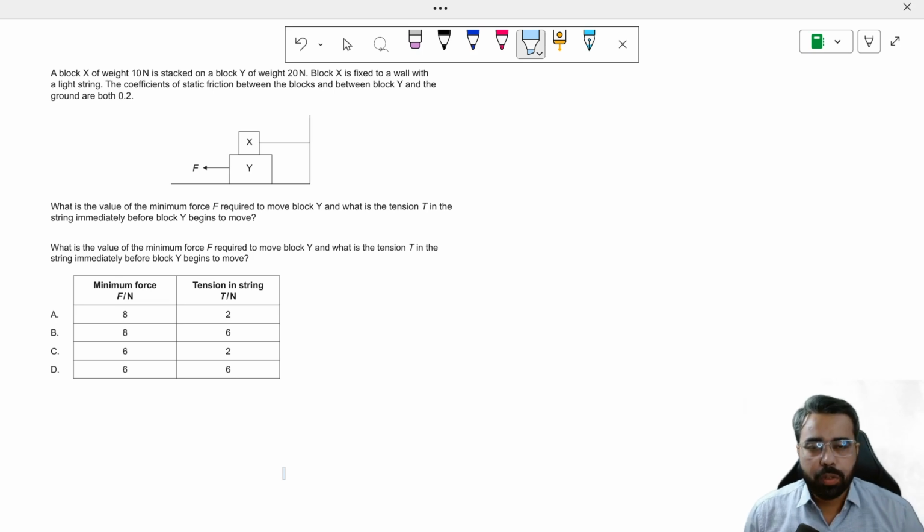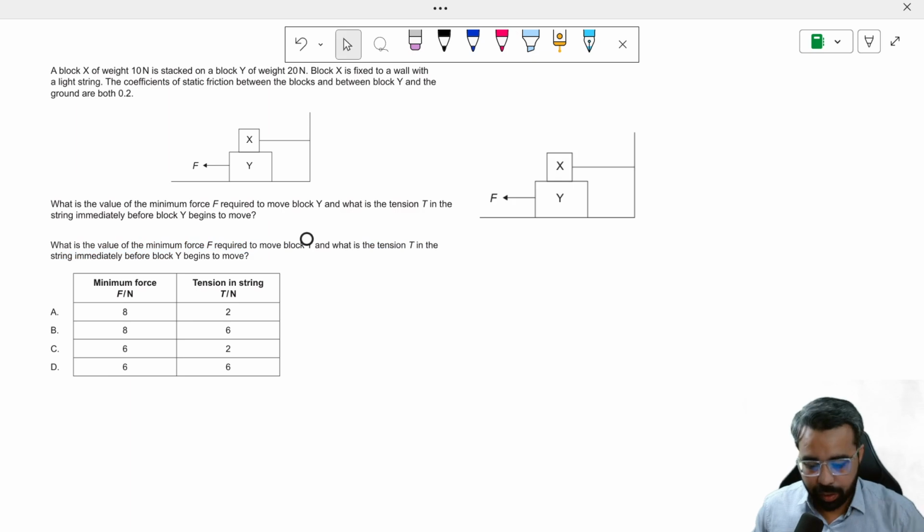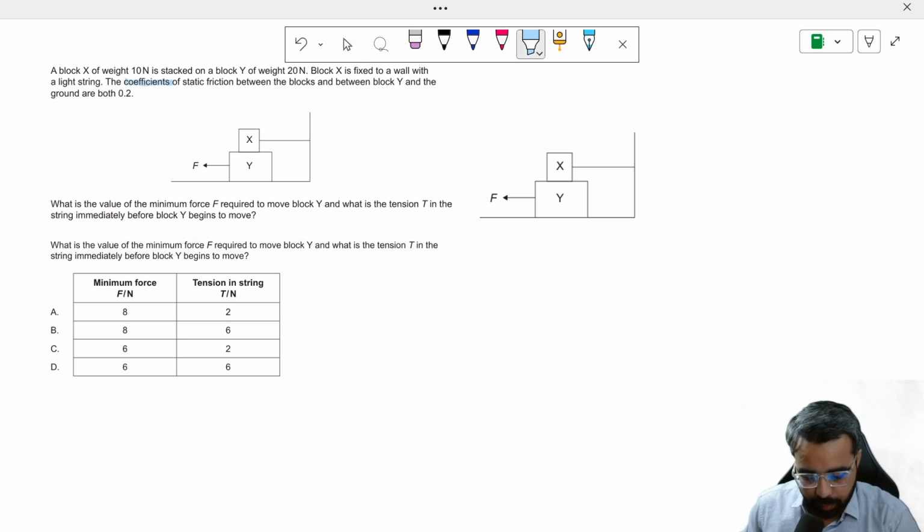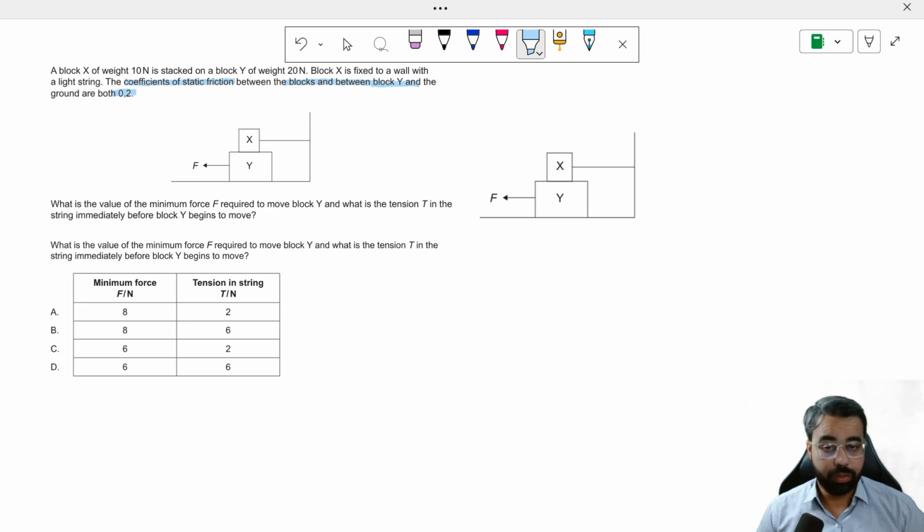So in this question, you see one block is placed on another block and the upper block is attached with a string. You have to find out the minimum force required to move the block Y, and the tension T in the string immediately before the block Y moves. One important thing to note is that the coefficient of static friction between blocks X and Y is 0.2. It means that there is friction between these two blocks as well as between block Y and the ground, which we will include in our free body diagram.